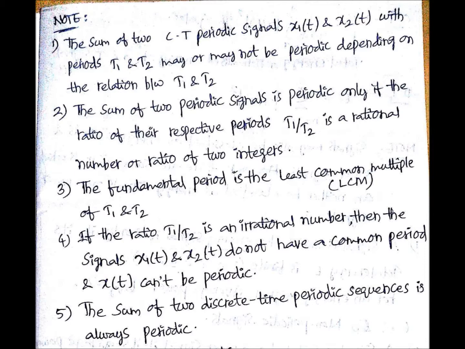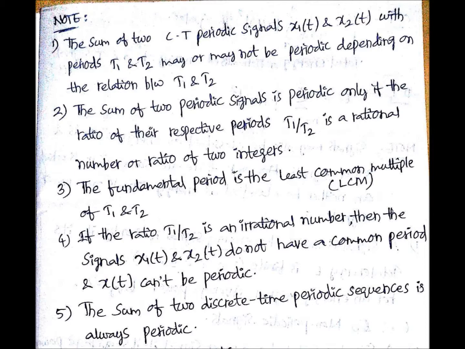If you have two signals which are periodic with periods T1, T2, and the sum of those signals is also periodic, then what will be the fundamental period of that sum? T1 is for x1, T2 is for x2, then what will be the period of x1 plus x2? Is it going to be T1 plus T2? No, that is the least common multiple, that is LCM of T1, T2. First verify whether the sum is periodic or not, then go for the fundamental period.